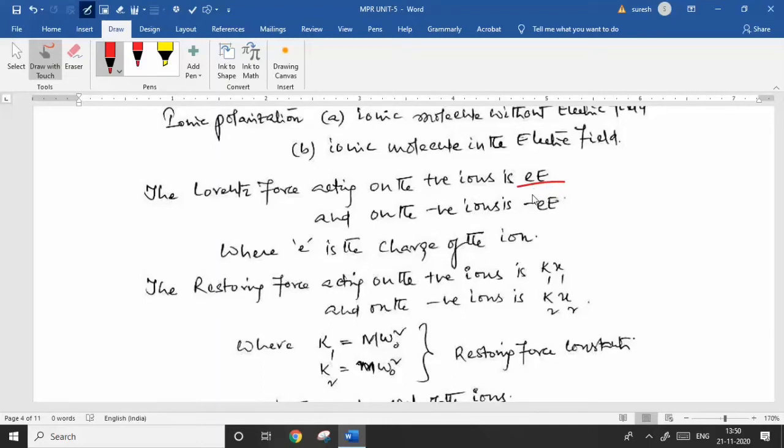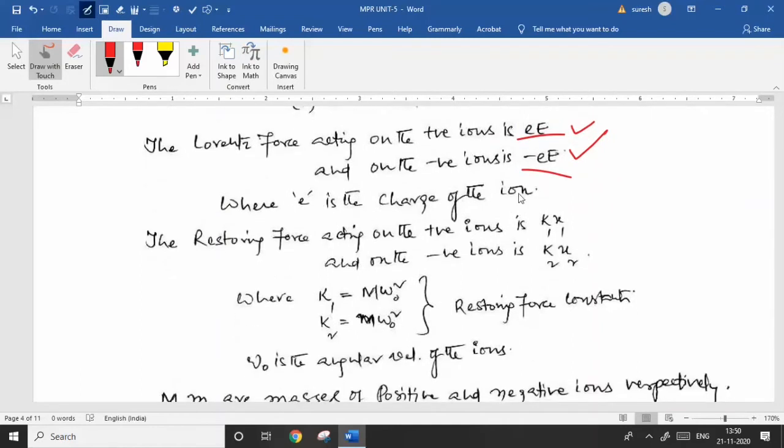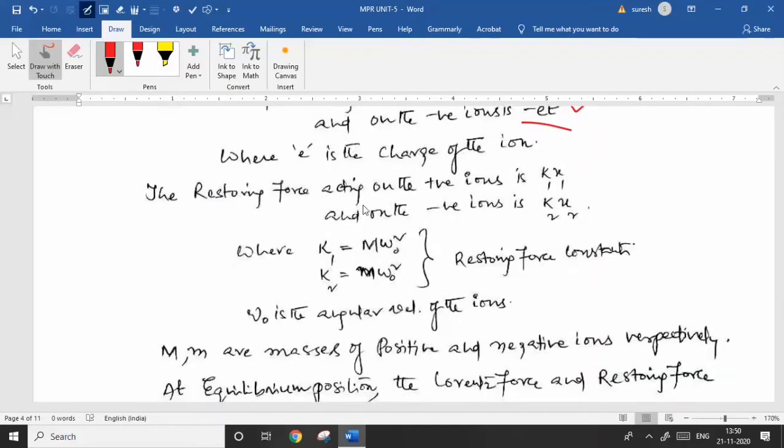This is nothing but a force. And the Lorentz force acting on the negative ions is minus eE. That means this is positive eE, this is negative eE. What is the difference between both of them? The Lorentz force with respect to positive ions is F suffix E, which I can represent as eE, and the Lorentz force acting on the negative ions is minus eE. They both are forces, but in both expressions, e is the charge of the ion. Similarly, the restoring force acting on the positive ions is K1x1, and the restoring force with respect to negative ions is K2x2.